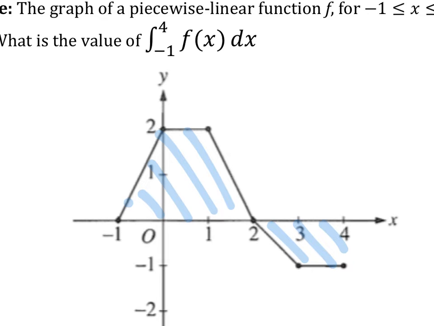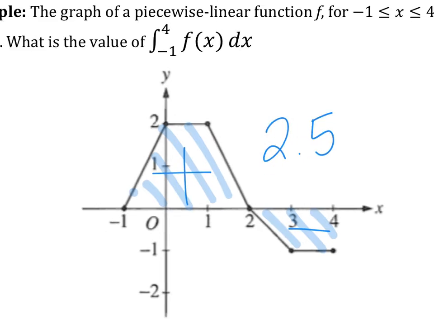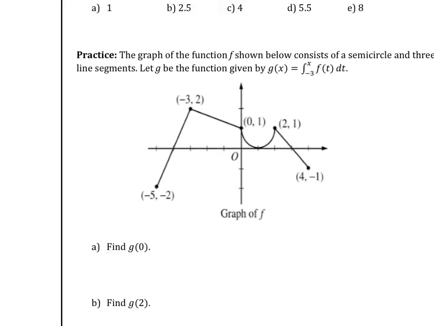So you got 2. Oh, wait. That's half. This is positive, this is negative. Answer? 2.5. All right, so the important thing is just adding and subtracting.